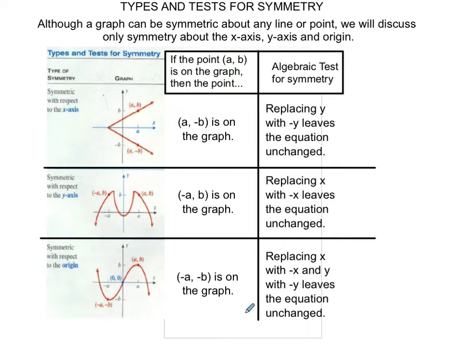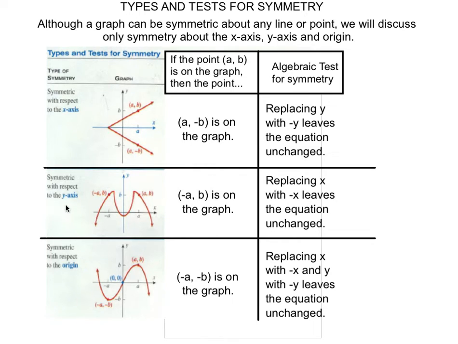If you want to see if something is symmetric to the x-axis, you would plug in -b and see if it's on the graph. If the point (a, b) is on the graph, then the point (a, -b) is on the graph. That's because for every a value, if it's symmetric over the x-axis, I have a point the same distance above and the same distance below. So to test this, we replace y with -y. If it leaves my equation unchanged, then it's symmetric to the x-axis.